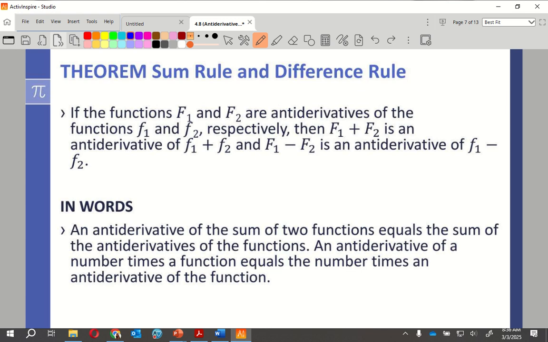Sums and rules. So it's the same as adding and subtracting, the same thing. An antiderivative of the sum of functions equals the sum of the antiderivatives of the functions. An antiderivative of a number times a function equals the number times an antiderivative of the function. Doesn't that make sense? Perfect sense.